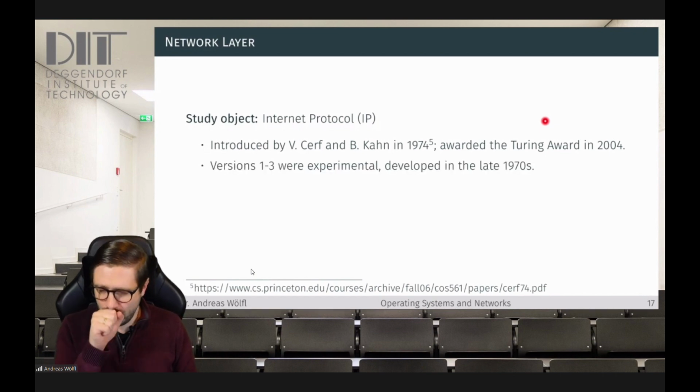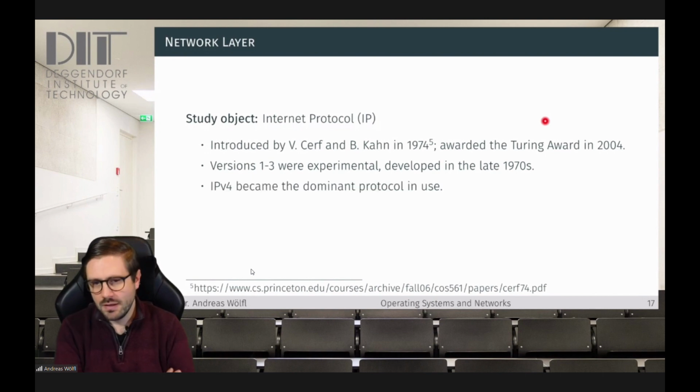Okay, the IP protocol. There were lab versions, version 1 to 3. They were experimental, developed in the 70s, and never saw the light of public. The first version of the IP protocol that was published is IPv4. When was it published? Somewhere in the late 70s or 80s.